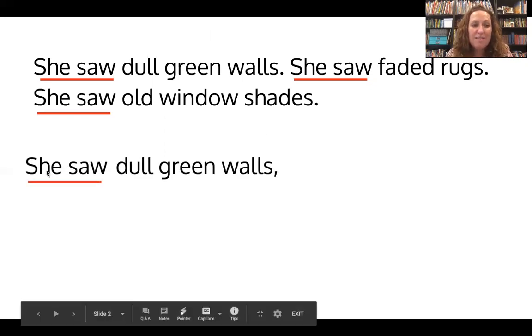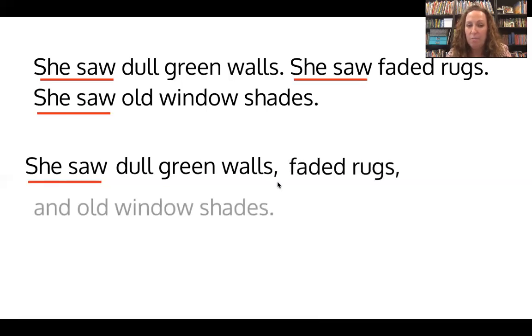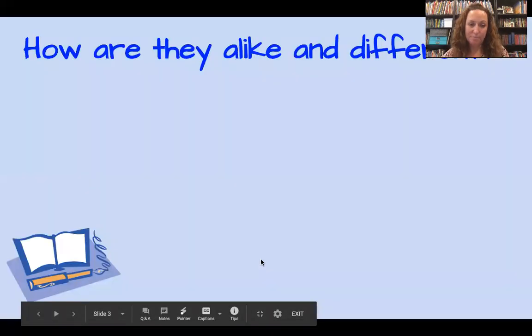So she saw, and then she lists what she saw. Dull green walls, and separate those with a comma. Faded rugs, comma, and old window shades. So that is one thing that you can do, is you can use commas to separate items in a list, and you can also use those commas to separate when you're combining sentences that are repetitive.